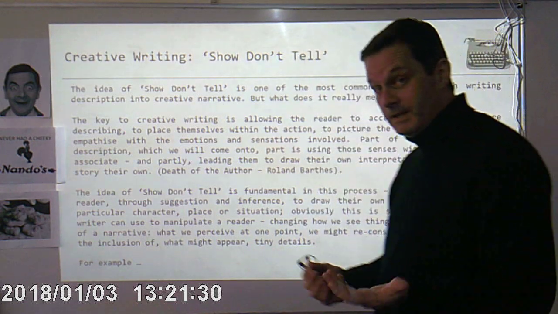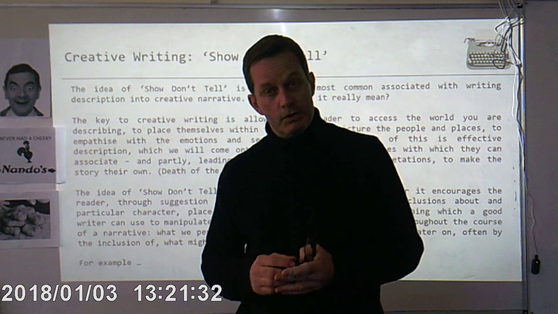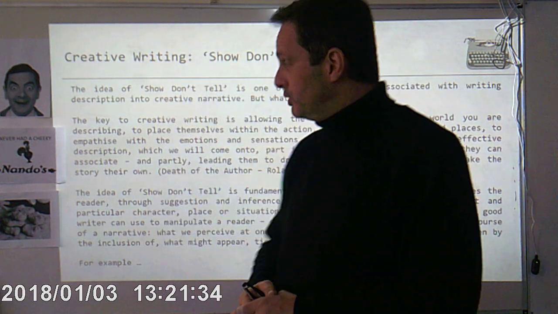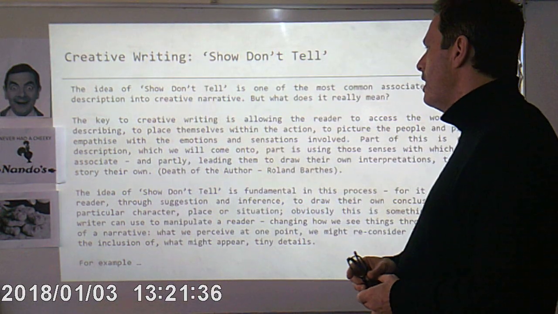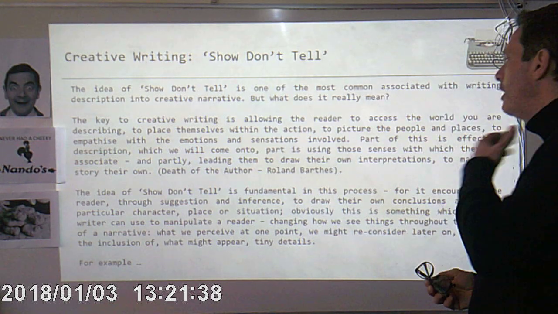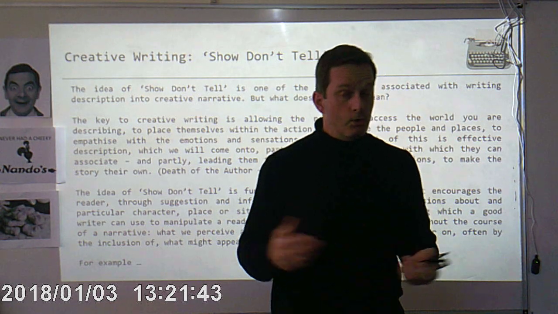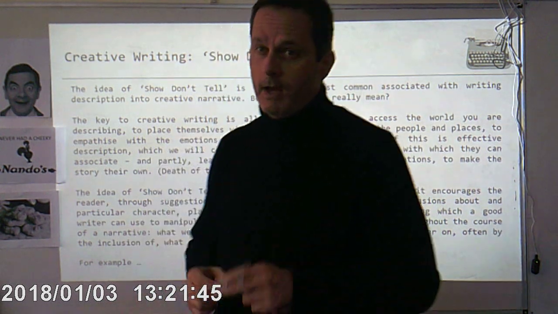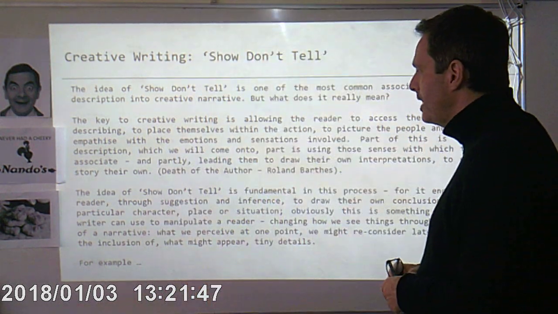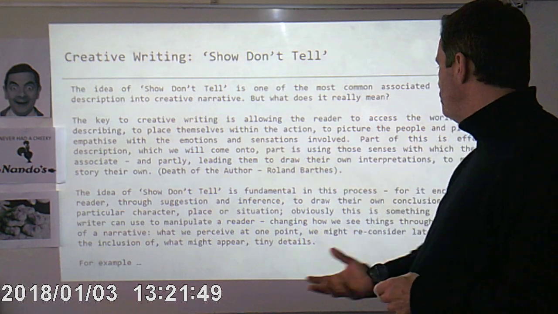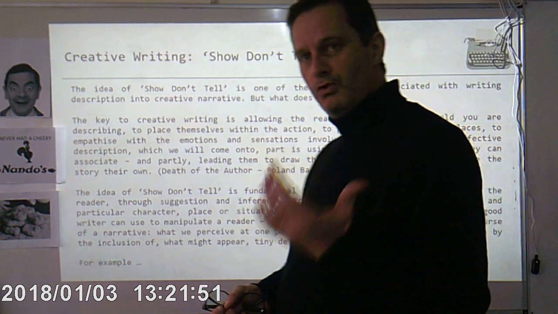Part of this is obviously effective description itself. So if you're doing a visual image, you need to create that picture in the reader's mind's eye, which we'll come on to tomorrow, but part of it is using those senses with which we can all associate, and I'll be doing that later on in today's presentation, and partly leading them to draw their own interpretations, to make the story their own.